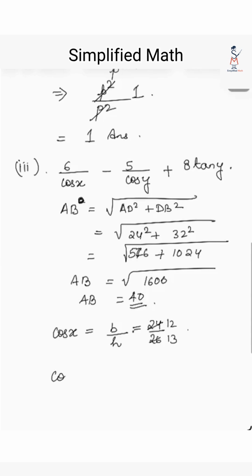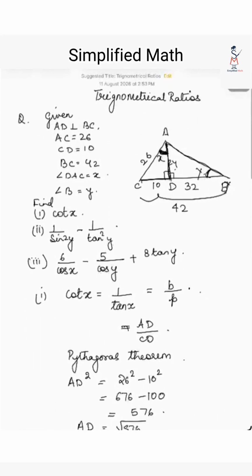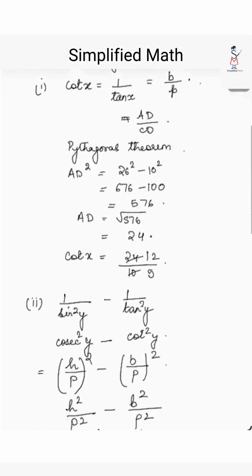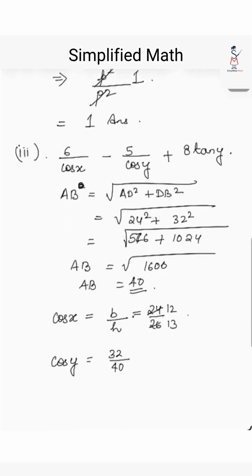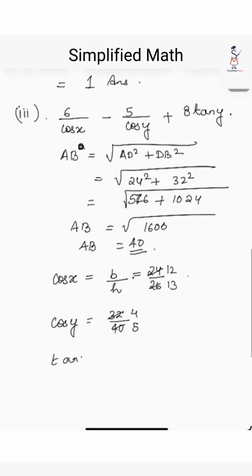Now we will find cos y. What is cos y? Again, let's see the figure. Cos y is BD by AB. AB we found to be 40 right now, right? So this will become 32 by 40. This will become 4 and this will become 5. We divide by 8.